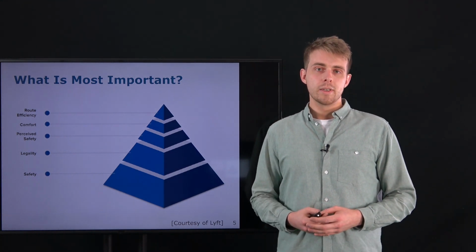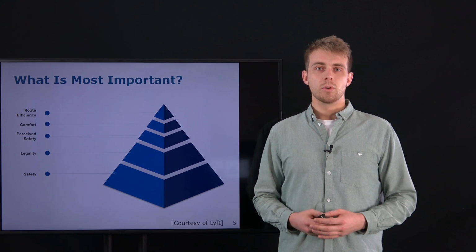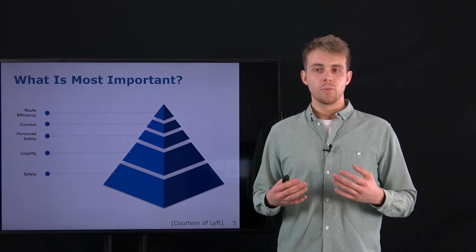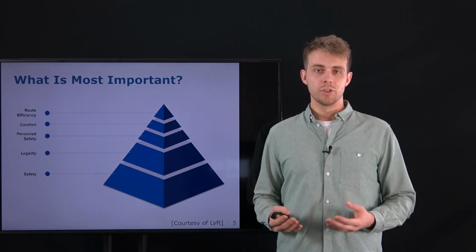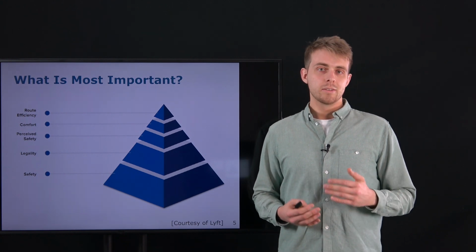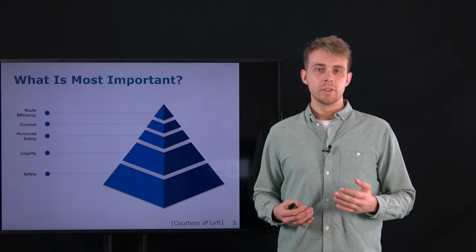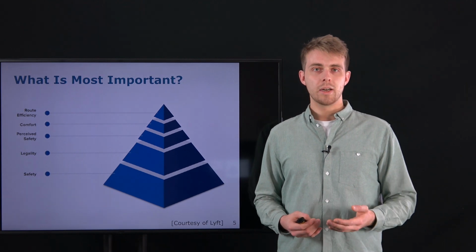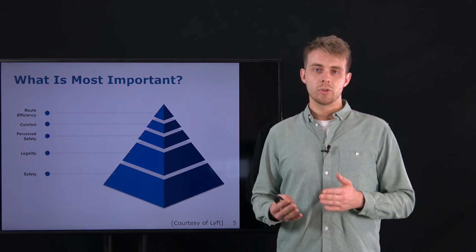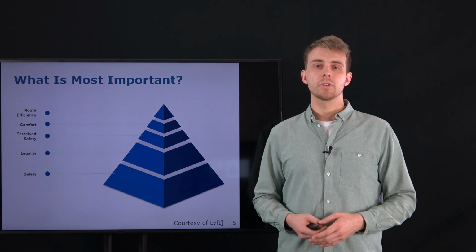So the most important thing is that the trajectory is safe. So we want to have a safe trajectory without any dangerous situations or collisions. On top of that, the next important thing is that the route is legal. So we don't want to run red lights or cross a solid line which we are not allowed to cross.